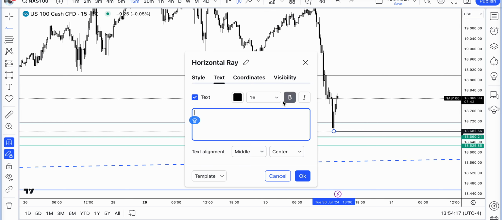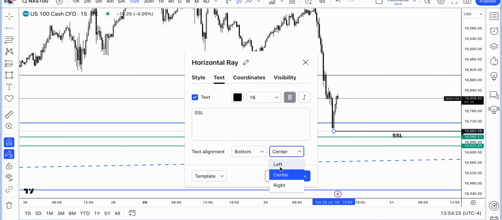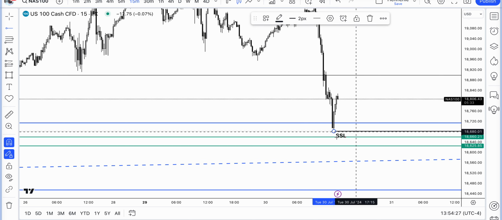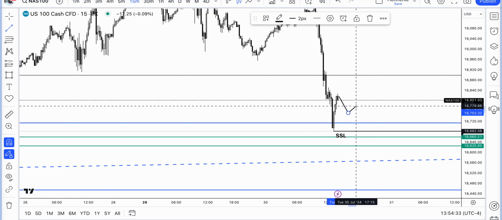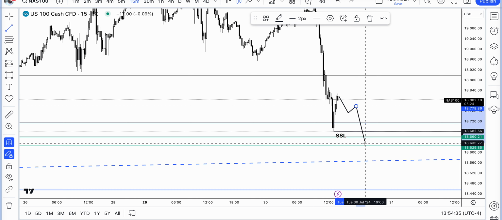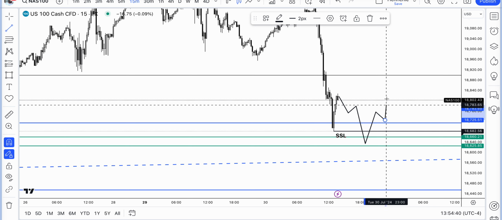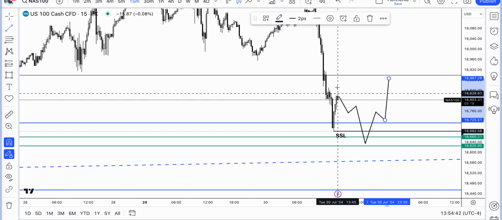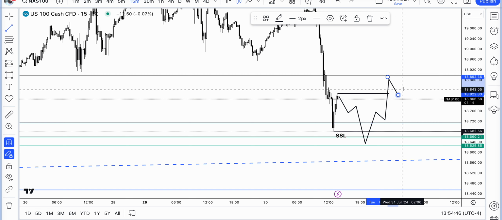Right there, we have sell side liquidity, and I'll be anticipating for price to come to that sell side liquidity right there. I won't be surprised to see a run on sell side liquidity like this. And then if I see this, and then I see something like this, breaking above the high created here, I'll look for a retest like this.